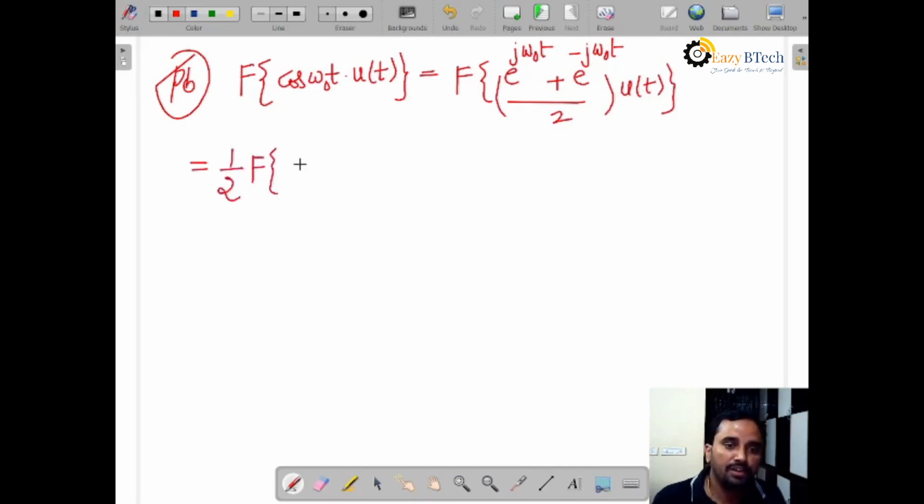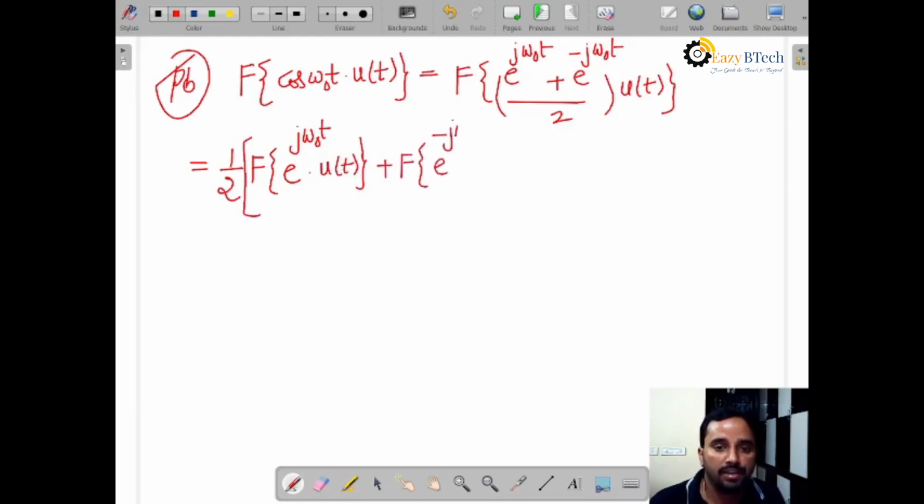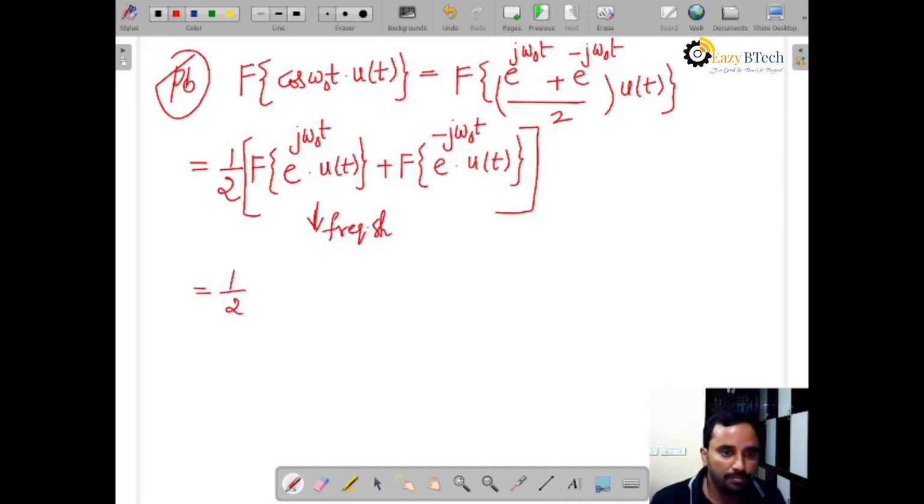So the Fourier transform of e to the power j omega naught t into u of t, and plus the Fourier transform of e to the power minus j omega naught t u of t, with 1 by 2 for the total. Just cos is written in terms of exponentials, then we are writing separately. So already we know this Fourier transform as per the frequency shifting property. So it is equal to 1 by 2.